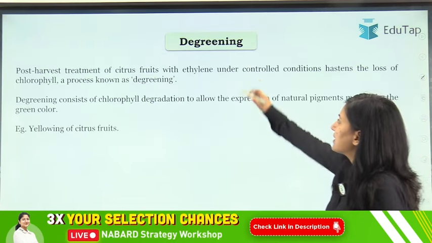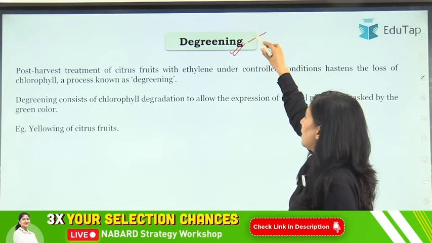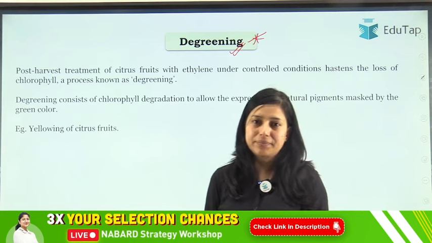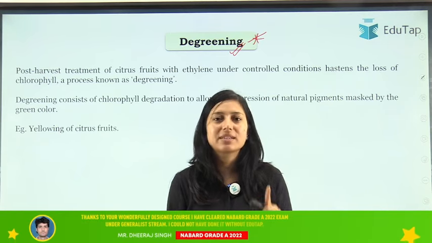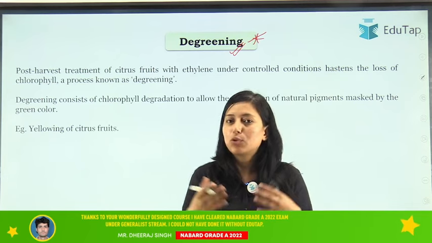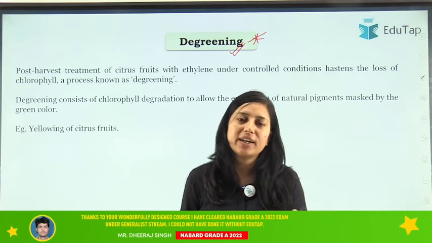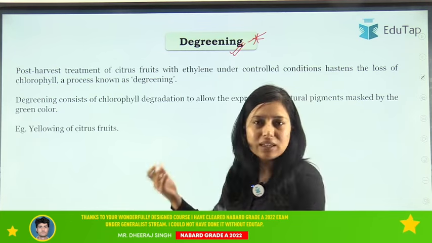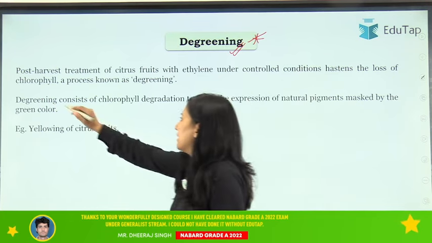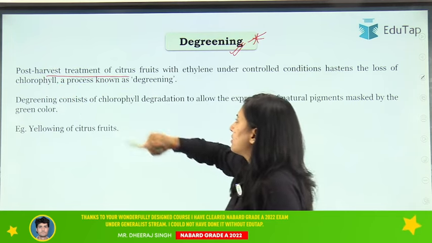Moving on to the next, that is degreening. It is important. I would say this is important because last year a question was asked from degreening. That is why I have come up with this topic. So we can predict that post-harvesting techniques are important, and questions might come from other techniques or from this only, right? So degreening is basically the post-harvest treatment of citrus fruit.